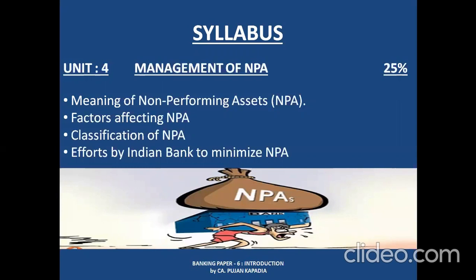The second topic that we are going to cover in this head is factors affecting NPA. We have understood what NPA is, an account overdue for 90 days. Now we are going to study what all the factors are that lead to rising NPA, why NPA is increasing day by day. The third topic is classification of NPA. In this topic, we are going to study different types of non-performing assets. Last, and the most important thing, which is in fact a practical topic, is the efforts made by Indian banks to minimize NPA.